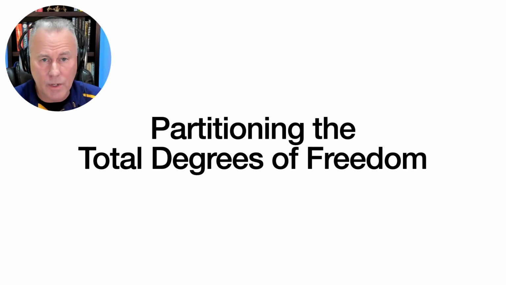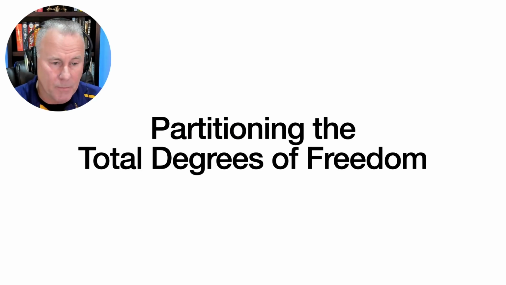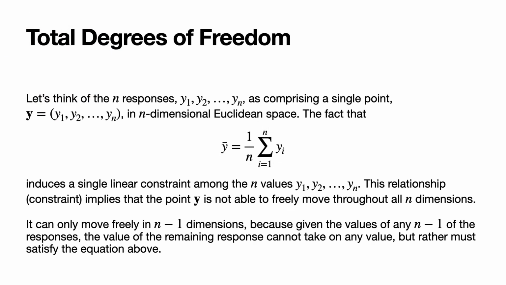Okay, next, in conjunction with this partitioning, we're going to partition the total degrees of freedom that we have available to us. So let's first talk about the total number of degrees of freedom that we have available. So let's think of the n responses, y1, y2, and so forth up to y sub n, as comprising a single point, which I'll denote by bold y, in n-dimensional Euclidean space.